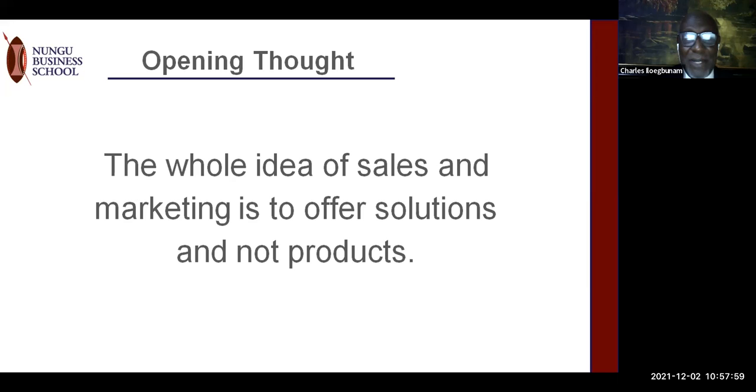There are people you call impulsive buyers. These people buy things because they have money. They can just see something, it looks good, they buy it, they keep it, they don't even know where they kept it, they are not using it. Impulsive buyers. But there are people who buy things because they need it, okay? But here we are speaking from the side of the people who sell, sales and marketing. And we say that the whole idea of selling, sales and marketing is to offer solutions and not products.